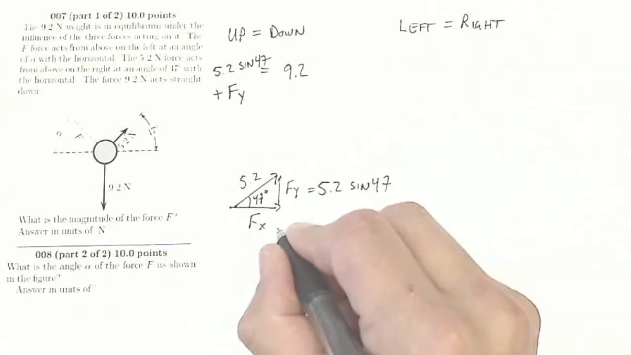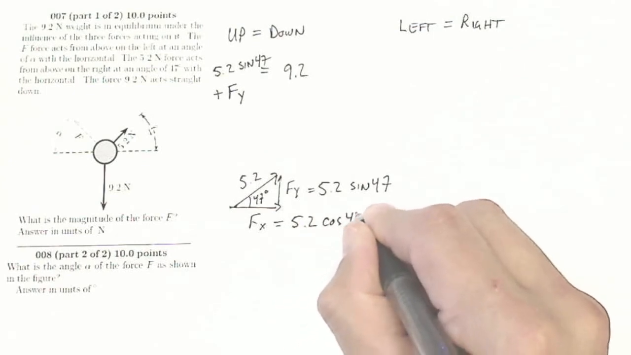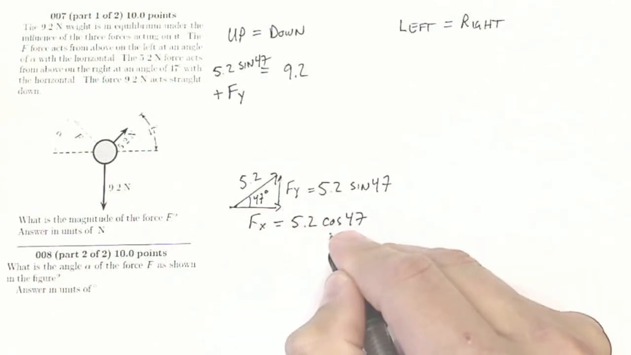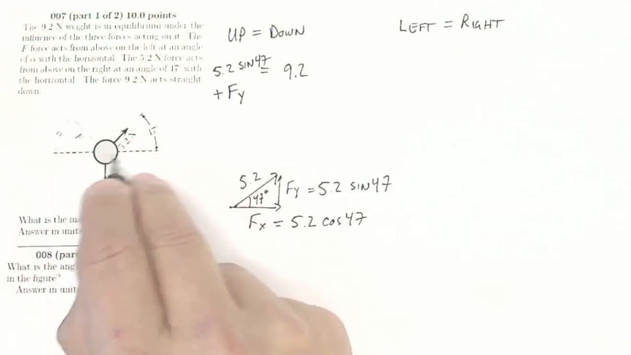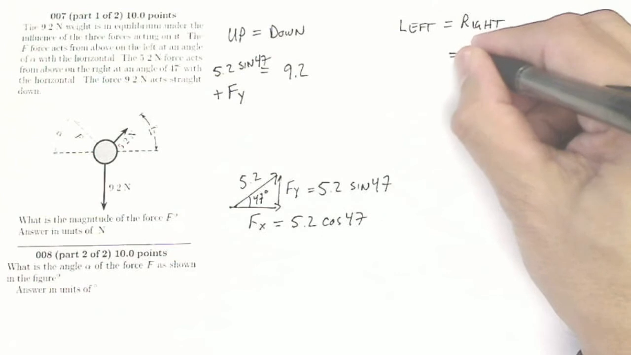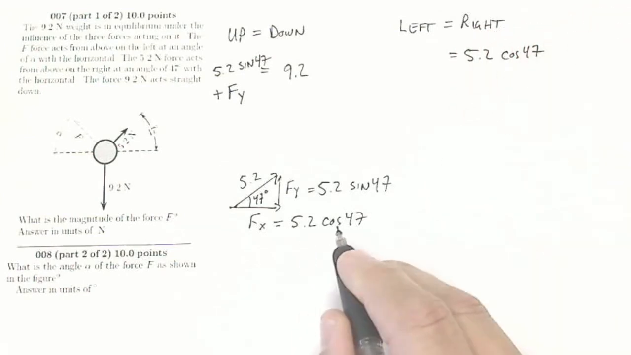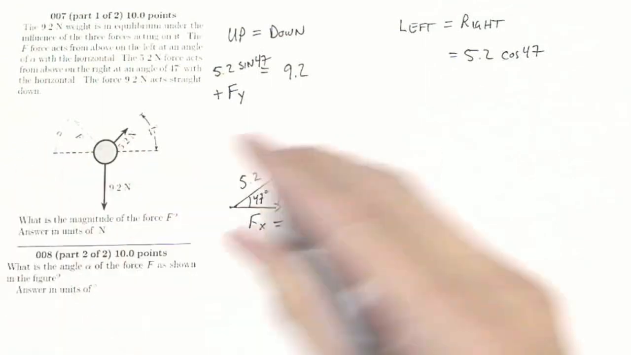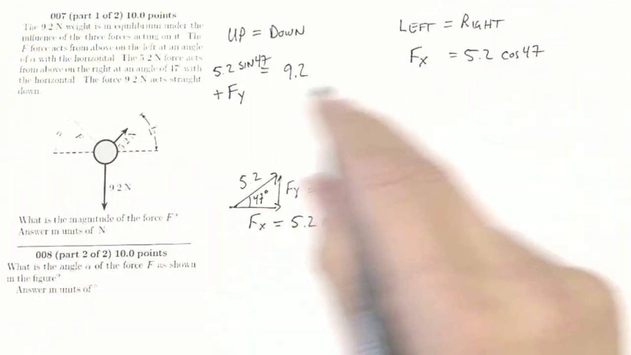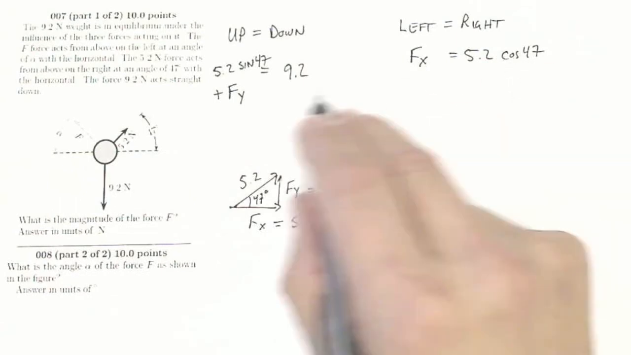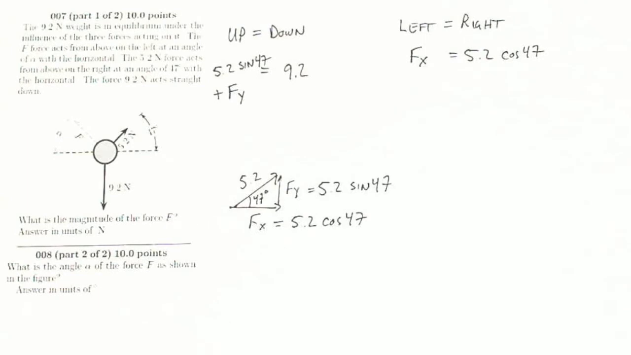Well, I've got this x to the right, and that's going to be my 5.2 times the cosine of 47. It's my Fx. And I also have this force, which is pulling in the other direction. That's going to be left. So right, I've got 5.2 cosine 47. And to the left, I've got this force in the x direction. So I've got a force in the x direction equals 5.2 cosine 47. I've got a force in the y direction plus this equals 9.2 newtons.